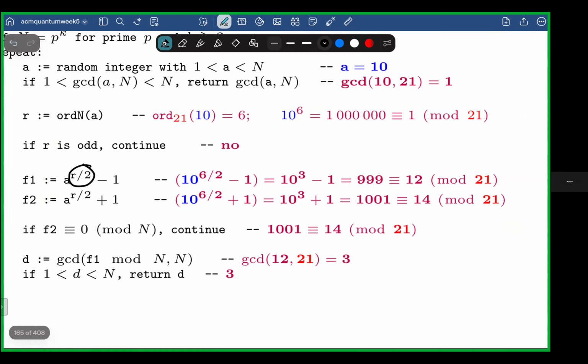Right here? Oh, this is just a definition of order. The definition of order is that a to the r is equivalent to 1 mod n. So this is before you do any division, before you divide it by 2 or anything. We're just saying that 10 to the 6 is equivalent to 1 mod 21. That's a definition of order.